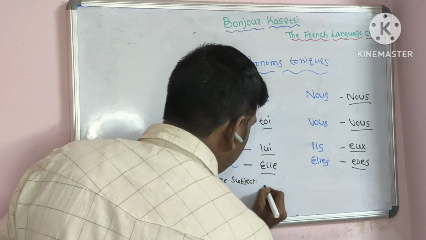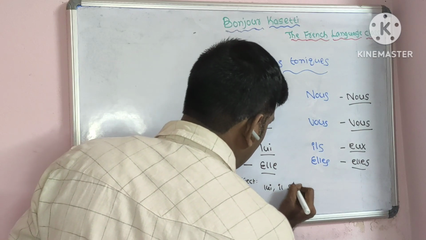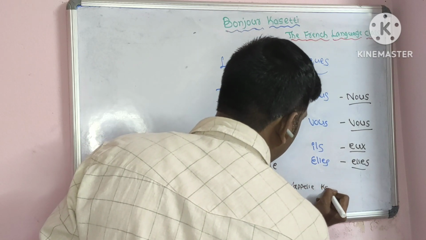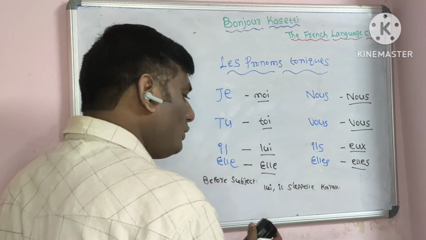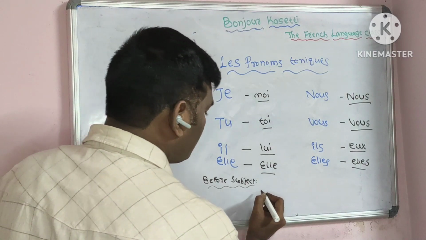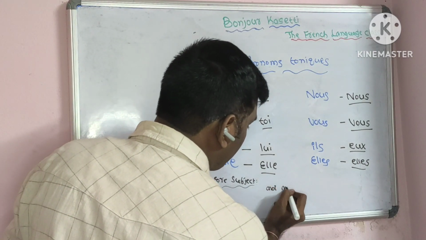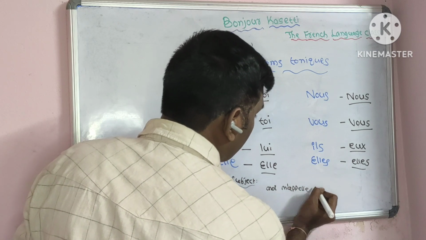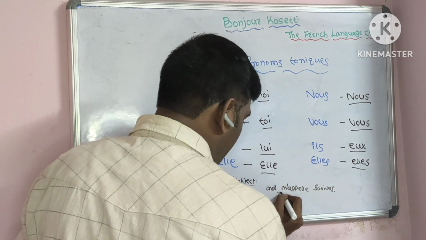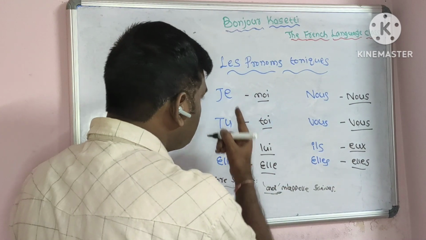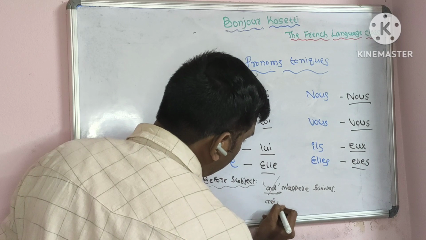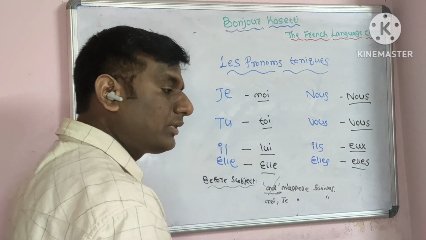We'll see, for example, for il: lui, il s'appelle Karan. Okay, lui, il s'appelle Karan. We should not use a pronoun tonic as a subject pronoun. For example, moi m'appelle Srinivas. Here it is wrong. Here moi we can't use as a subject pronoun. So we write moi, je m'appelle Srinivas. Like that we can say.